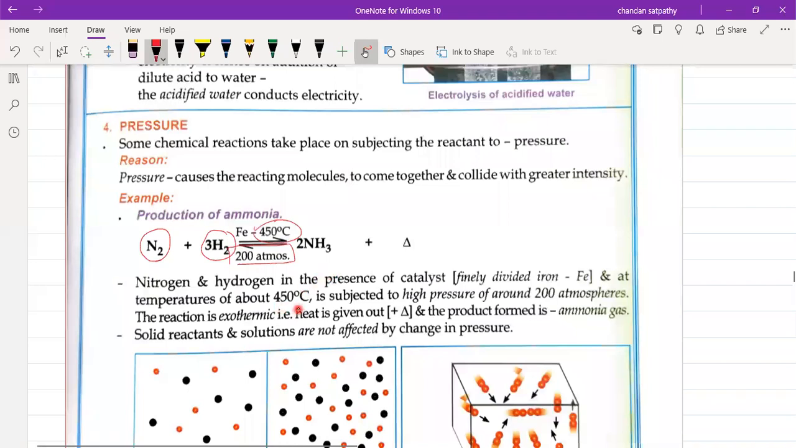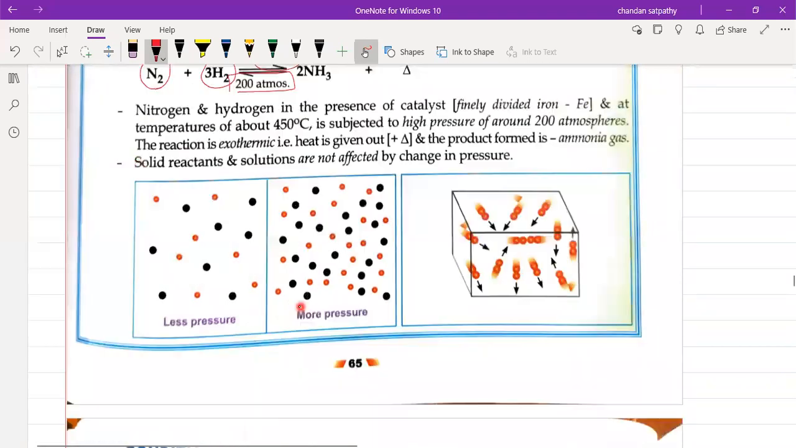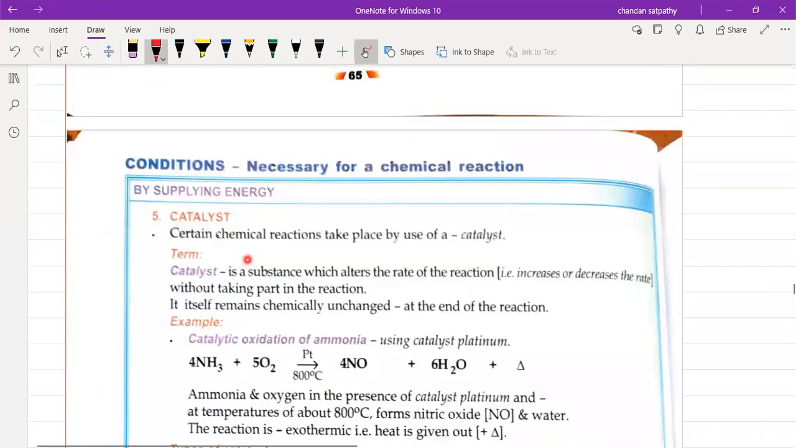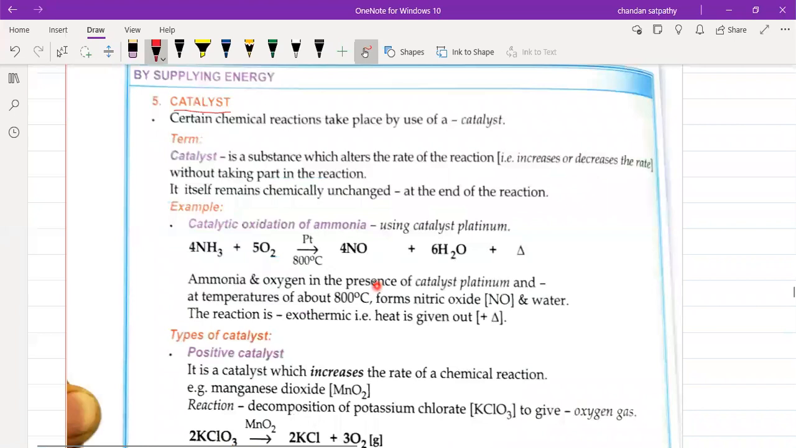Next condition for the chemical reaction is catalyst. Now, what is a catalyst? Let us see. It is a substance which alters the rate of reaction without taking part in the reaction. So, catalysts are the substances which do not take part in the reaction. That means it will neither react with the reactant, nor will it react with the product. It will not do anything.